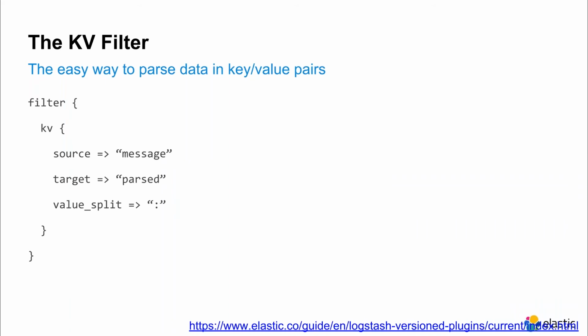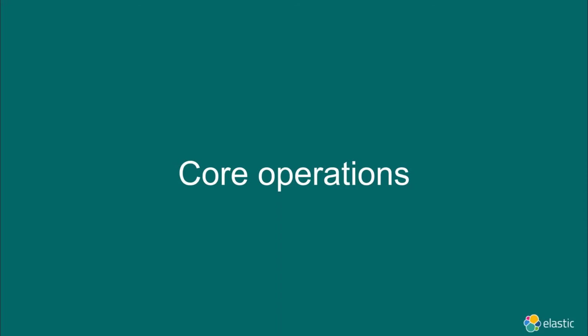This is an interesting filter. Suppose you have to parse the data into key value pairs, right? Using a delimiter, you could use the KV filter, which helps you parse this particular data that is present. Similarly, you have core operations filters, which help you do some specific core operations.